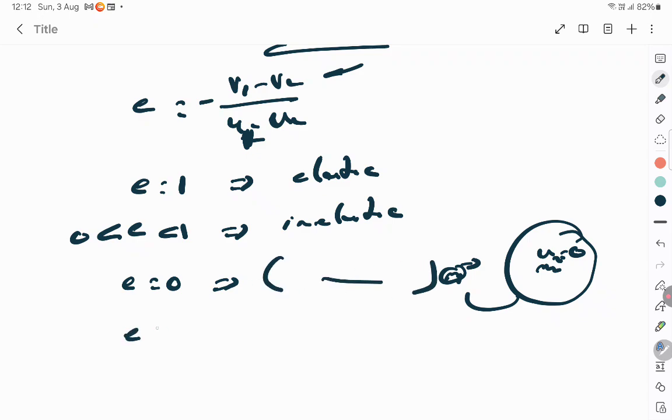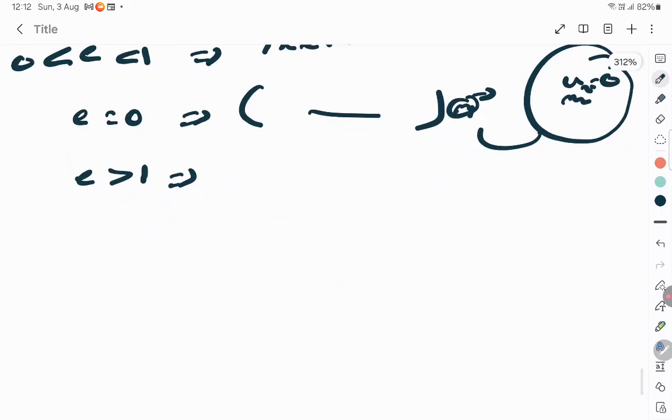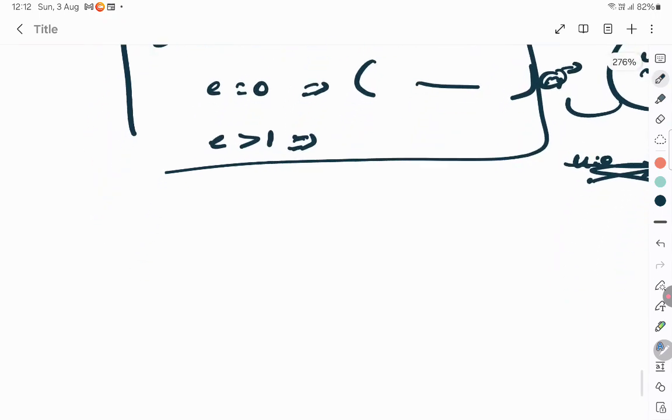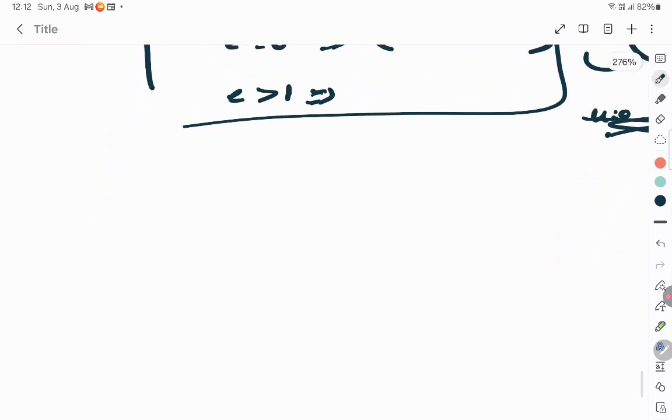And e will be greater than 1 in the case Sanjana was referring to, where the initial velocity is 0 and the energy keeps increasing. In that case, e will be greater than 1. Just get to know this, and that's about it. There's one more derivation in this which I'll do next class.